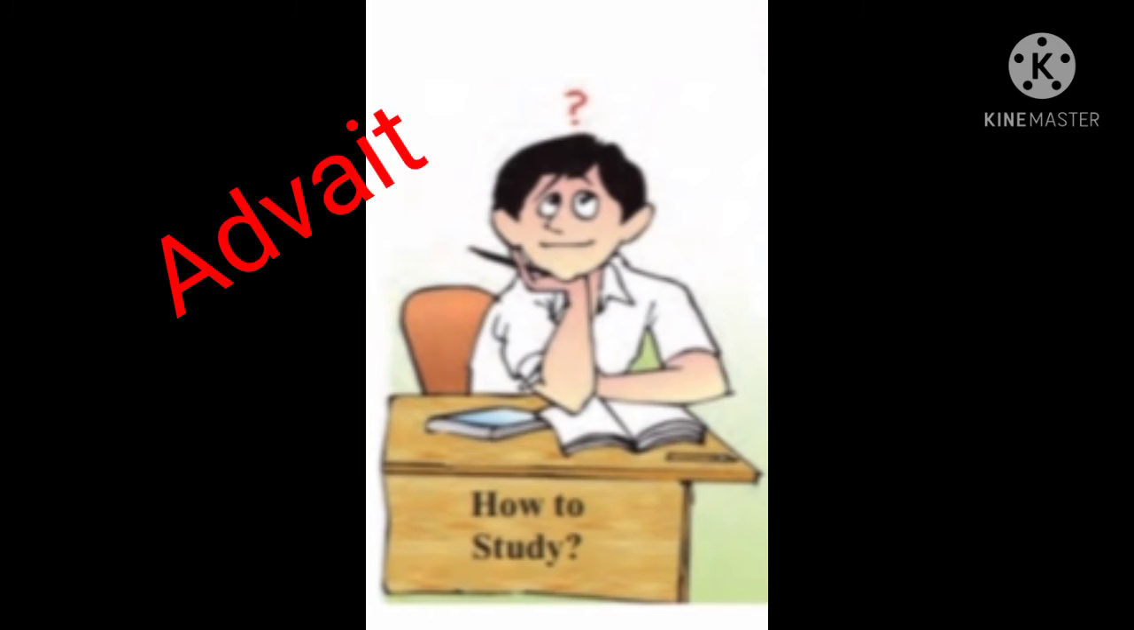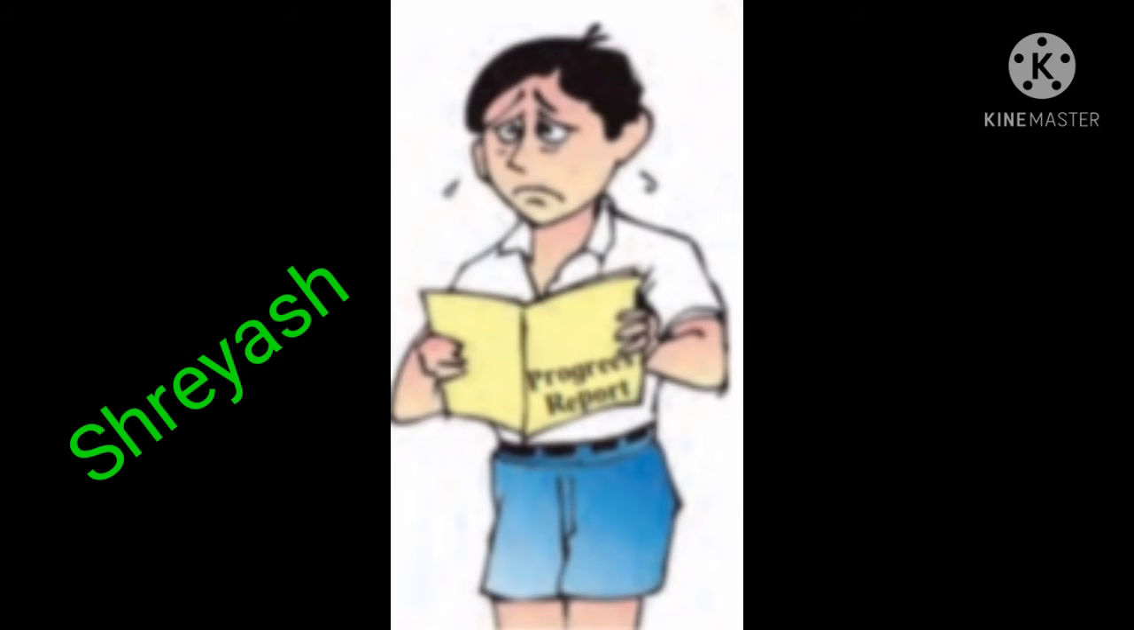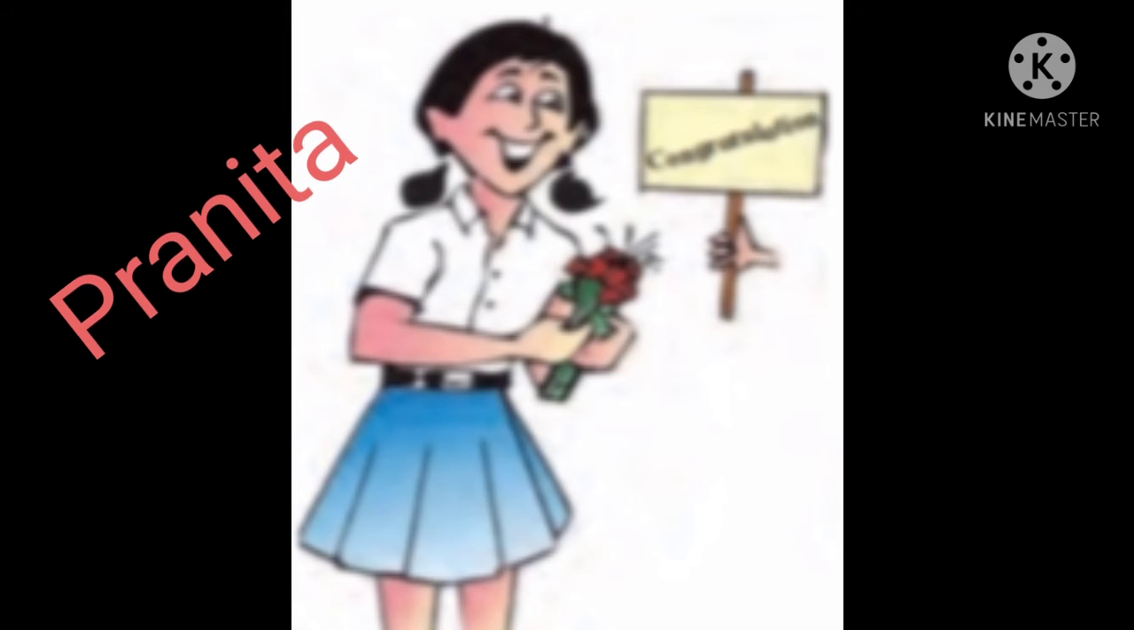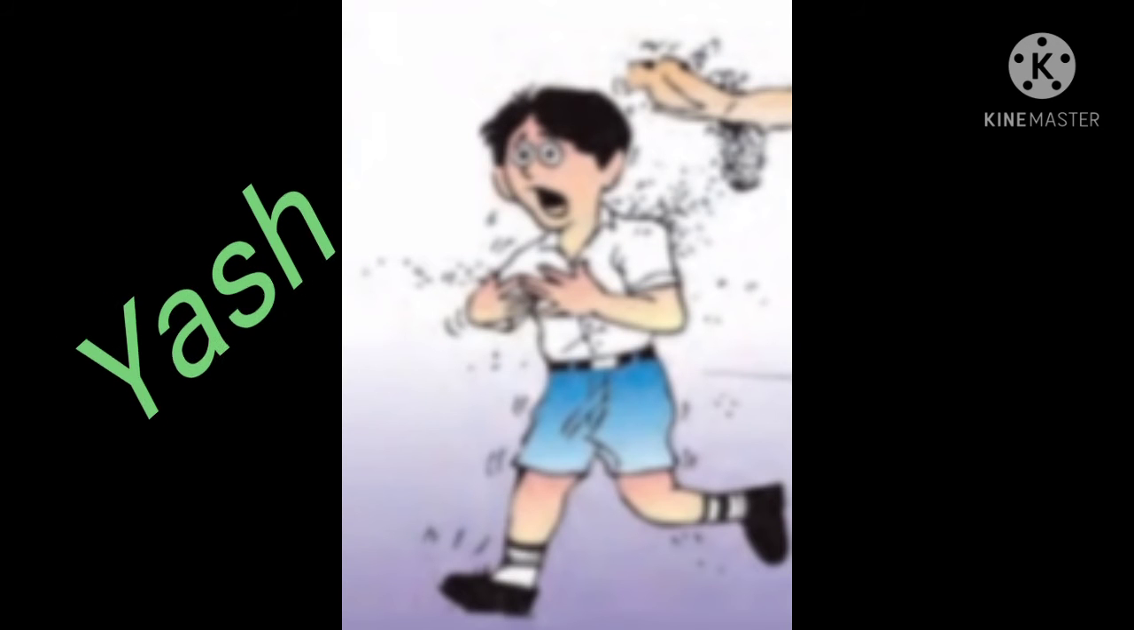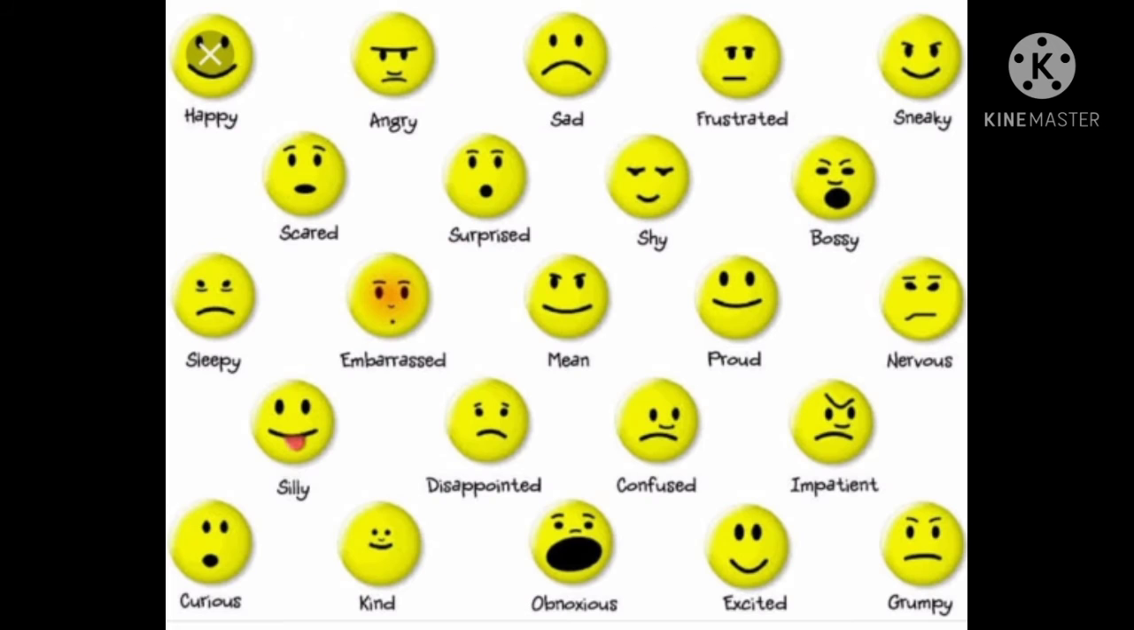A big question mark. Third one is Vinod, who is very angry. Fourth one, Shreyash, who is afraid of his progress report. Pranita is happy because she has won a prize, and Yash is afraid and so he is running away. As you can see over here in the previous pictures, there were different kinds of expressions given on everybody's faces. Yes, my dear students, you might be sometimes happy, angry, sad, frustrated.